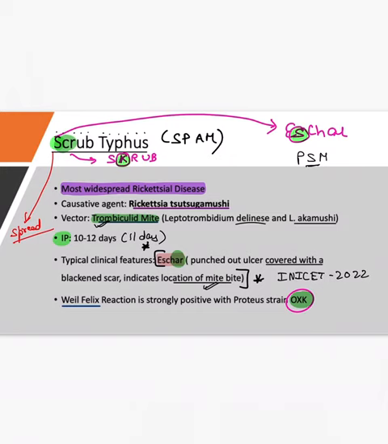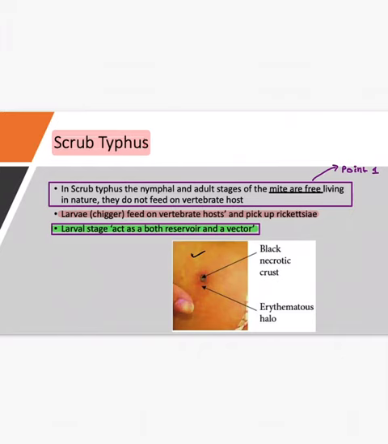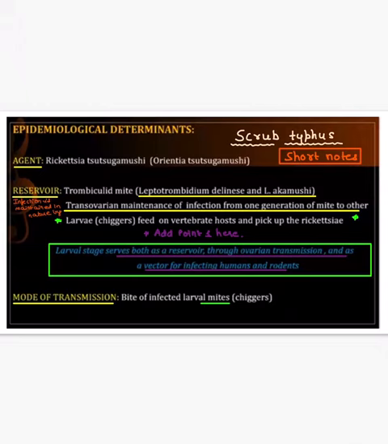You can remember the mnemonic like this, SKRUB instead of SCRUB. That makes it remembered, that is OX-K positive. This was an image-based question, guys. The larva, the chigger which I mentioned, feeds on the vertebrate host and picks up Rickettsia. So this larval stage, the chigger, acts as both reservoir and vector. This can be asked as a short note in your second year MBBS exam, if any second year MBBS student is watching, guys.